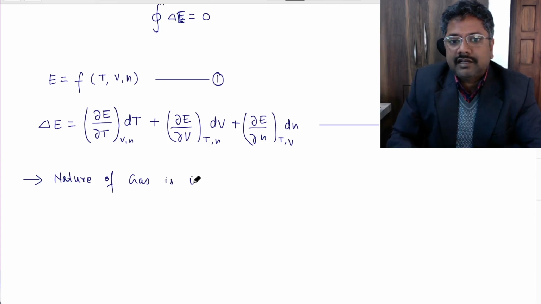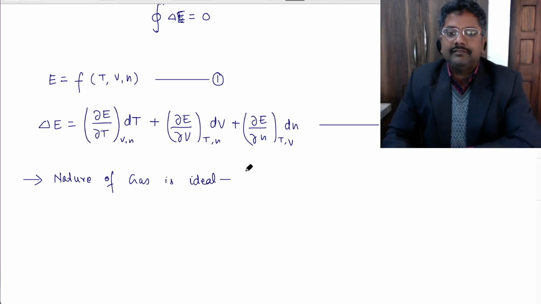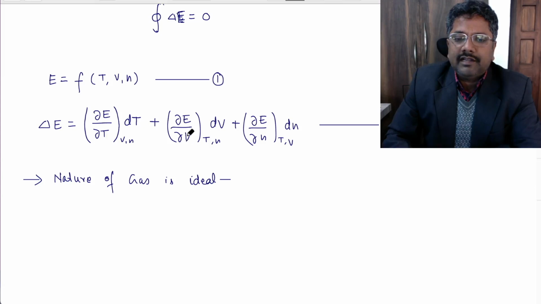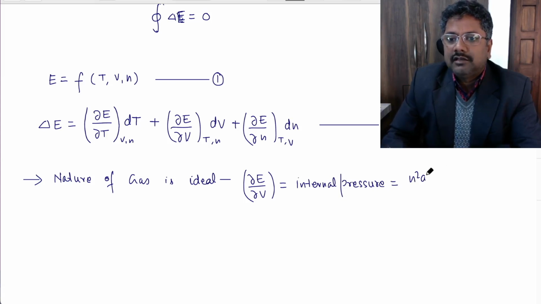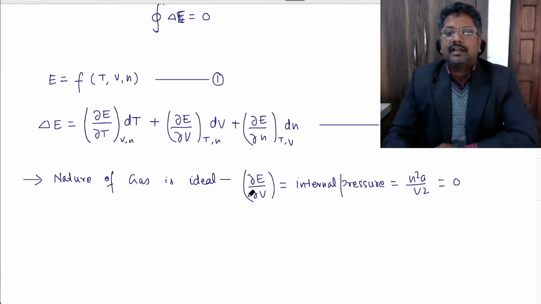Nature of the gas is ideal. If the nature of the gas is ideal, then what will happen? This ∂E/∂V is equal to the internal pressure. This is equal to n²a/V², right? And this is equal to 0 for an ideal gas.